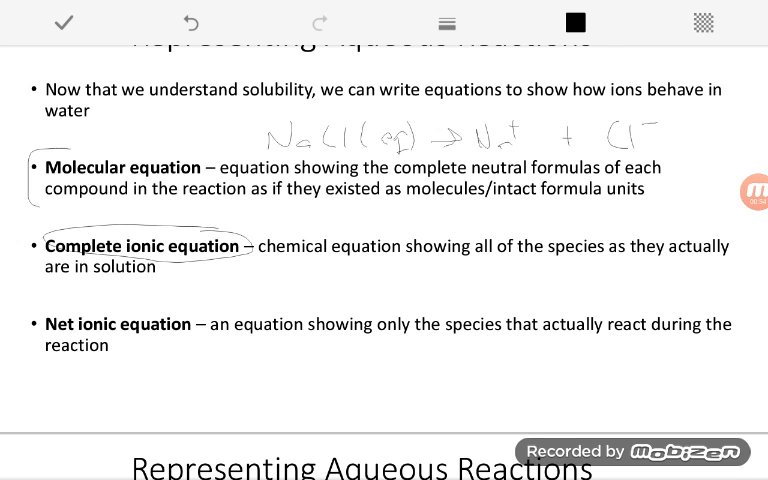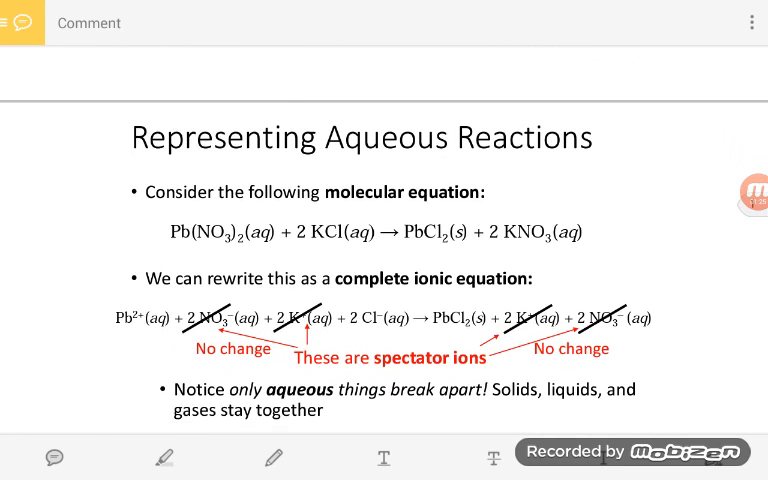So in a complete ionic equation, anytime we have an aqueous compound, we break it apart to show the ions that it actually forms. Once we do that, we may find that there are certain species that just don't do anything. They move from the left to the right side, but they don't actually participate in the reaction. If we eliminate all of those, which are called spectator ions, we're left with a net ionic equation, which simply shows the things that are actually reacting in that setup. So let's look at an example.